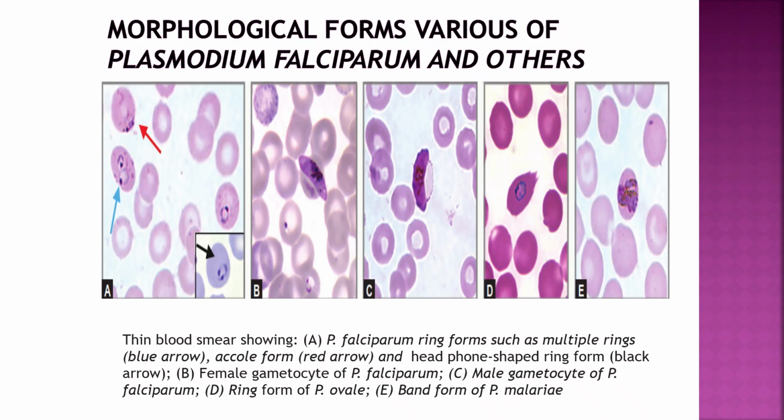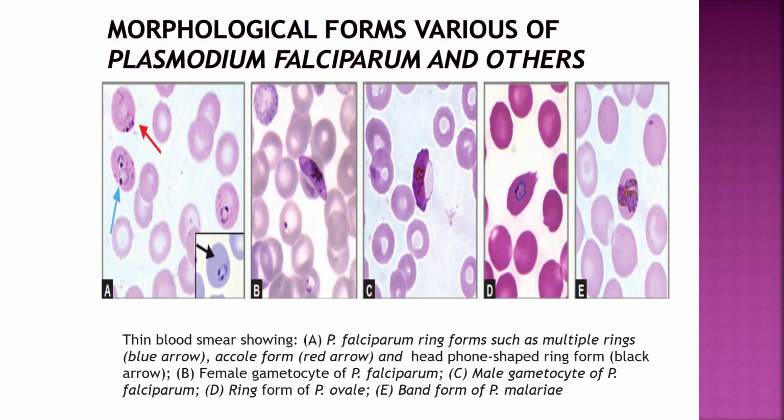Now in A you can see the Plasmodium falciparum morphological forms. You can see ring forms: few RBCs containing multiple rings, few RBCs containing the headphone appearance of the ring form of Plasmodium falciparum, or an accolé form. Then in B and C you can see banana shaped gametocytes of Plasmodium falciparum. So only two forms are seen in Plasmodium falciparum. Schizoid and trophozoite are usually not seen in peripheral blood.